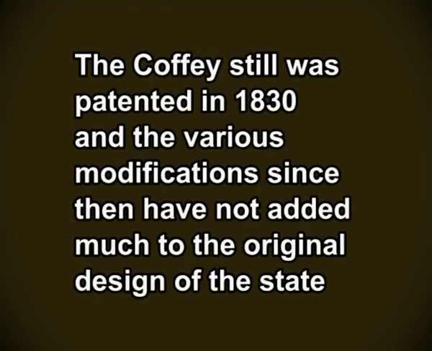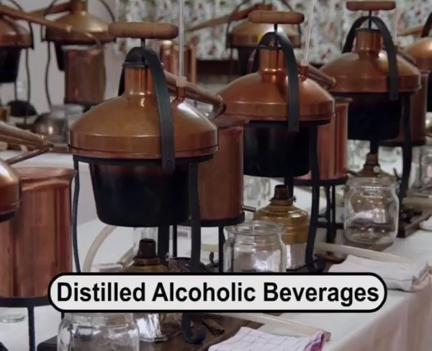C. Coffey or patent still. The Coffey still was patented in 1830 and the various modifications since then have not added much to the original design of the still. Its main feature is that it has a rectifying column besides the wash column in which the beer is first distilled. Fifth, maturation. Some of the distilled alcoholic beverages are aged for some years, often prescribed by legislation. Sixth, blending. Before packaging, samples of various batches of different types of a given beverage are blended together to develop a particular aroma.